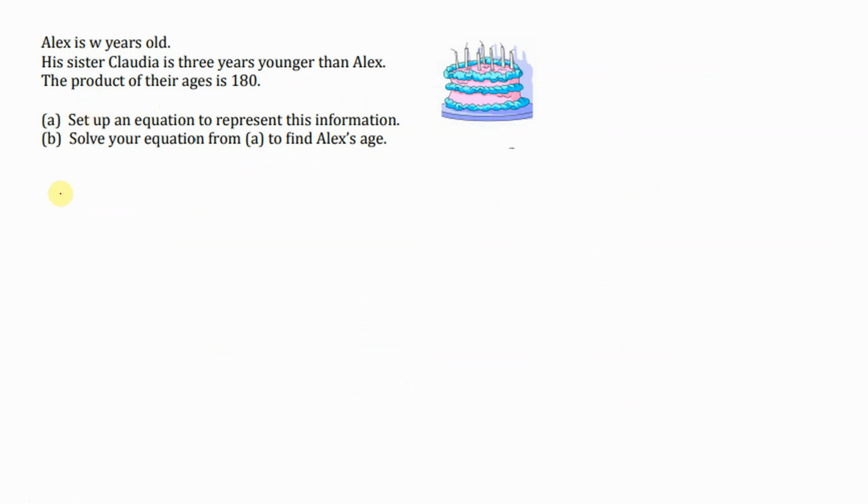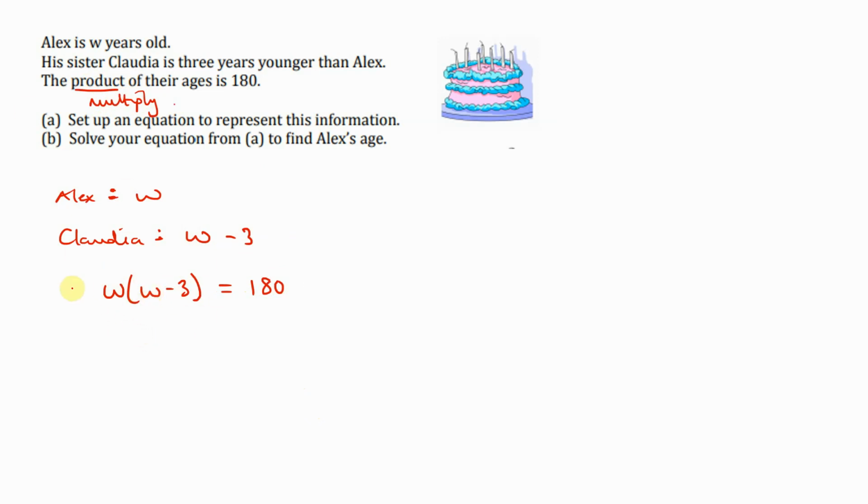Alex is W years old. His sister Claudia is 3 years younger than Alex, so Claudia I can say is W minus 3. I'm going to write that as a colon actually, just to not get confused. So W minus 3. And the product of their ages, remember product means multiply, is 180. So if I do Alex times by Claudia, W times W minus 3, that's going to equal 180. I can expand this bracket.